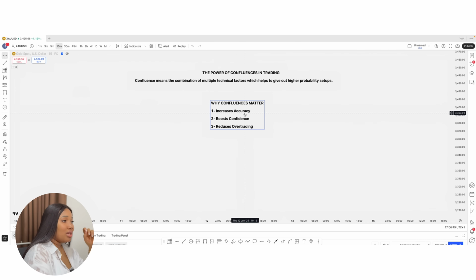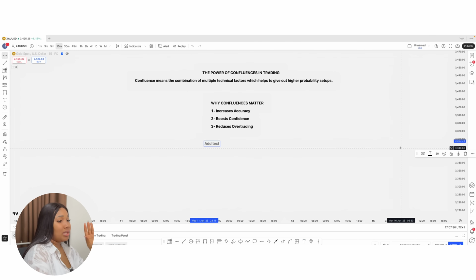And now it will increase your accuracy. The list of confluences you should have are technical factors that you've tried out and you've noticed that they work. So all you need to do is be looking out for them all the time whenever you're looking at the chart. Just patiently wait for them to show up. And whenever they show up, don't hesitate. Take your trades.